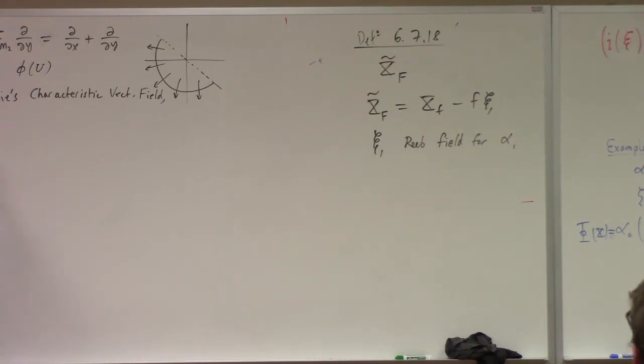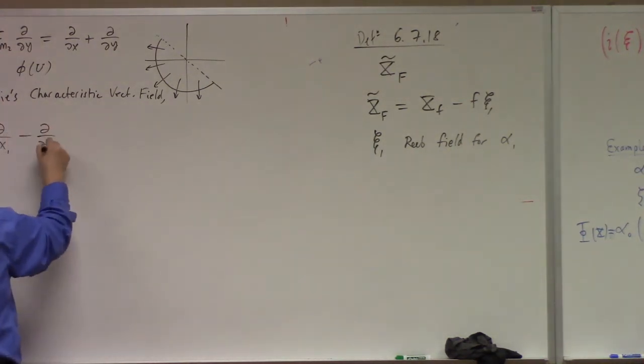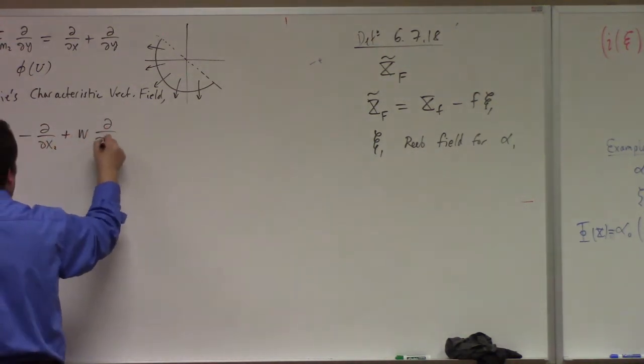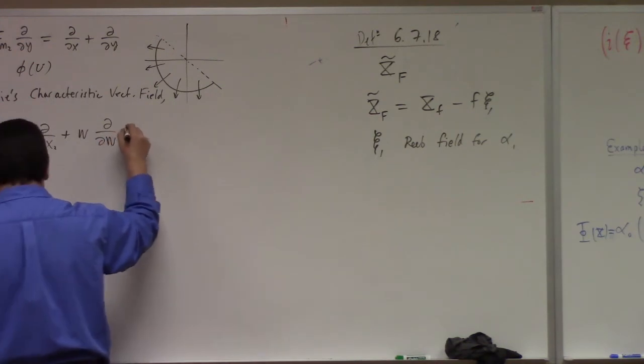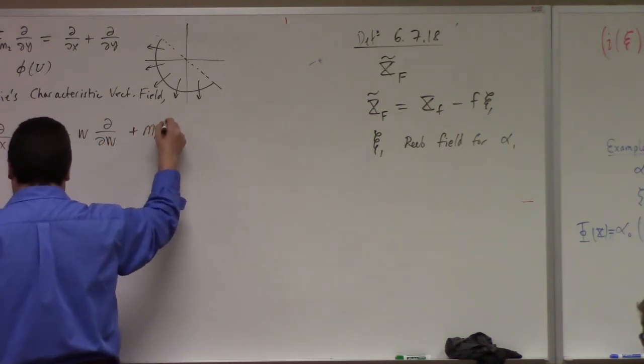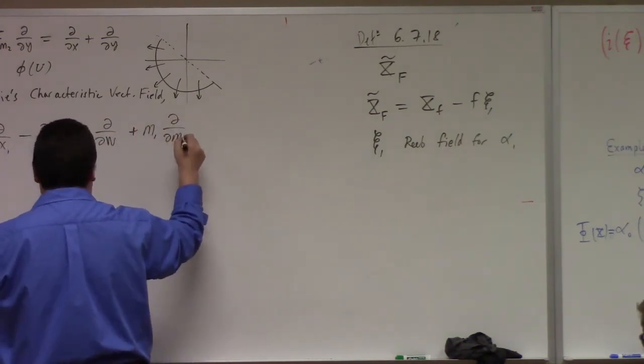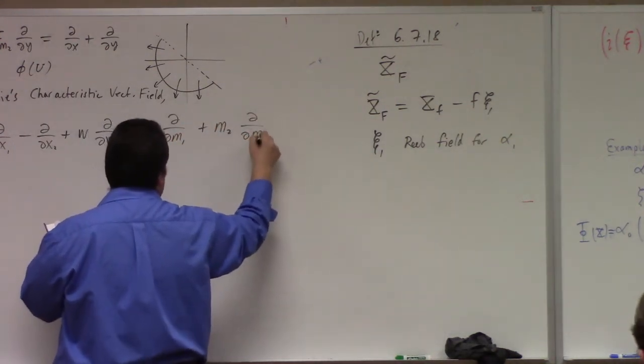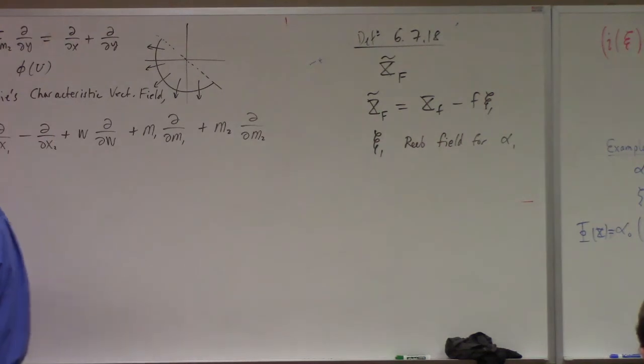So hopefully I'll write enough here that we can at least understand it. X sub f is minus partial x1 minus partial x2 plus w partial w plus m1 partial m1 plus m2 partial m2. All right. So this is Lie's characteristic vector field.